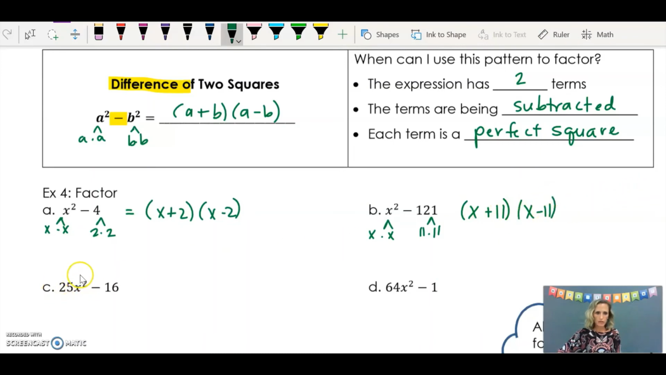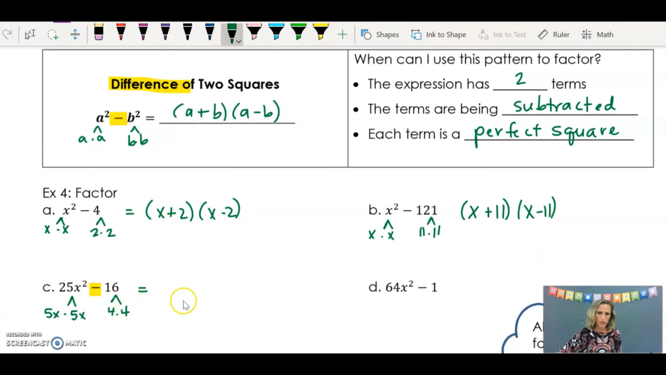Now down here we have a leading coefficient of 25, but I can split 25x squared into two matching factors. That'll be 5x times 5x. And then 16 is a perfect square of 4 times 4, and again, these are being subtracted. And so this is a difference of squares pattern as well.